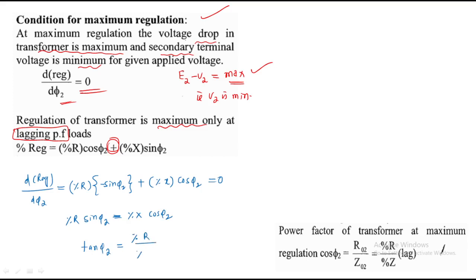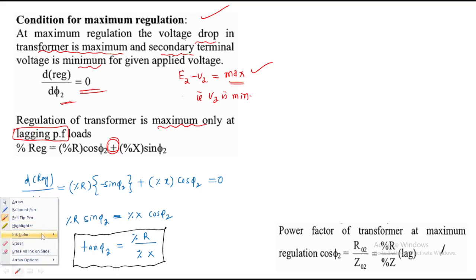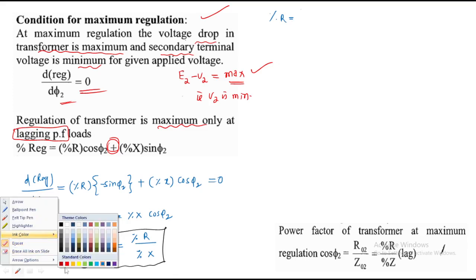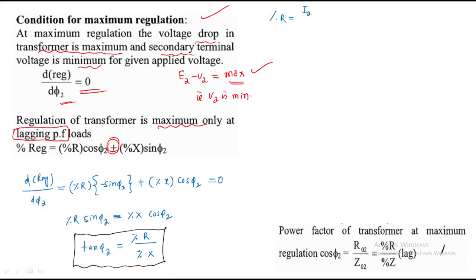Percentage R by percentage X, right? From this tan phi 2 is percentage resistance drop by percentage reactance drop. We know that percentage resistance drop is I2 R02 by E2 into 100, and percentage reactance drop is I2 X02 by E2 into 100.